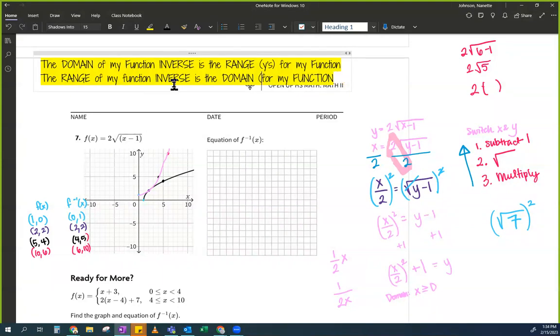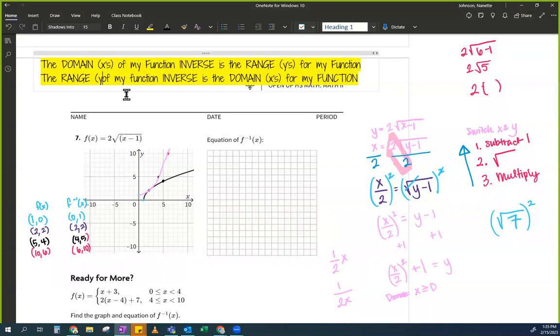Sorry, hold on. It's slower, Mrs. Johnson. So maybe let's make this a tad more obvious. This should say x's. This should say y's. Is everybody seeing this? Oh, that makes sense. So if I want to know about the domain for my inverse, I should be looking at the range for my function. So if I'm looking for the domain of my inverse, I should be looking at the other guy's range. And you switch them.